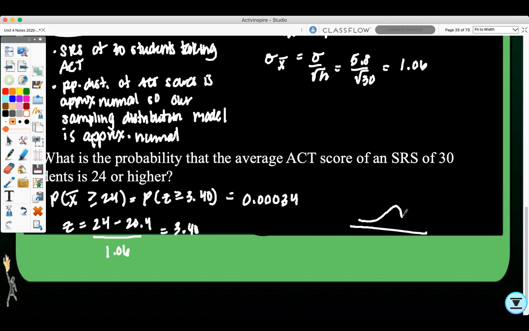Which makes sense because that's greater than 3 standard deviations from the mean. Because if I were to draw this, here's 0, 3.40 would be over here. So it's not much under the curve.